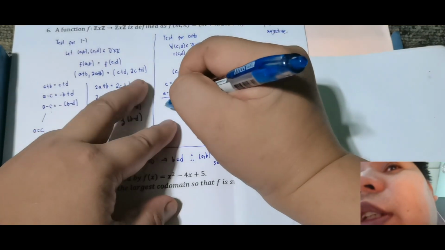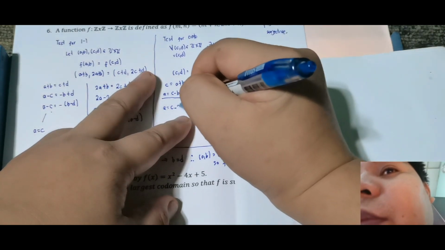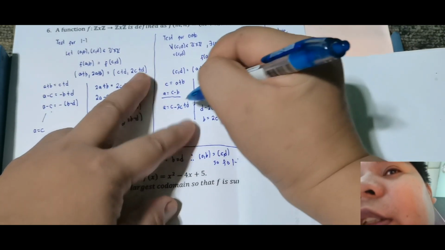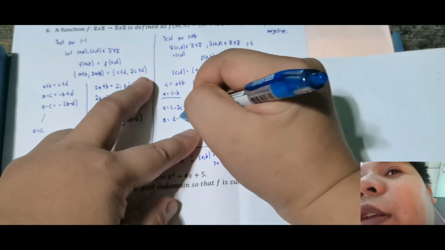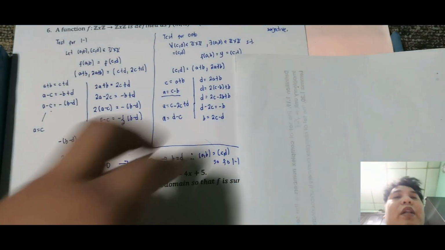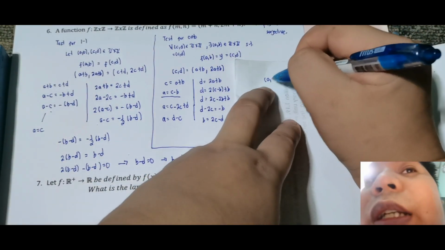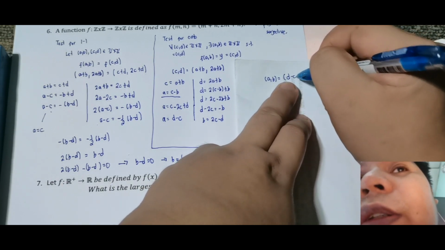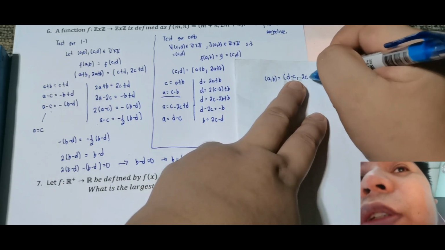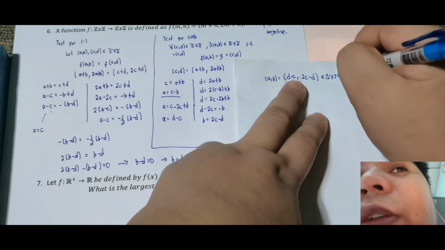So therefore, A is equal to C minus 2C plus D. So therefore, A is equal to D minus C. Okay. So meaning, ano yung magiging A, B natin? Yung A, B natin is equivalent sa D minus C, 2C minus D, which is an element of Z cross Z.